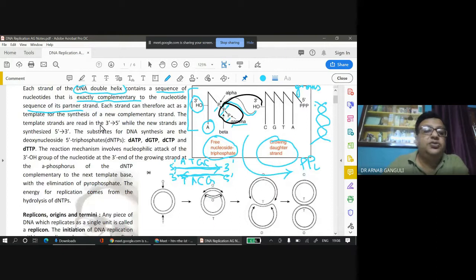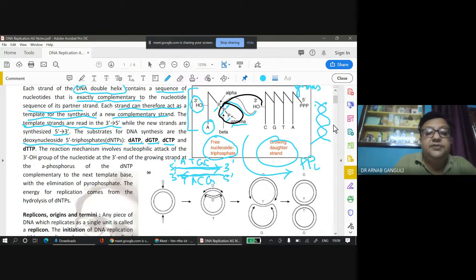So, if these two strands are separated, each strand can therefore act as a template for the synthesis of a new complementary strand. A template strand, what is the template strand? It is read in the 3' to 5' direction, whereas the new strands are synthesized in the 5' to 3' direction. And the substrates are deoxynucleotide 5' triphosphates, dATP, dGTP, dCTP. So remember, this is deoxy in the case of DNA.